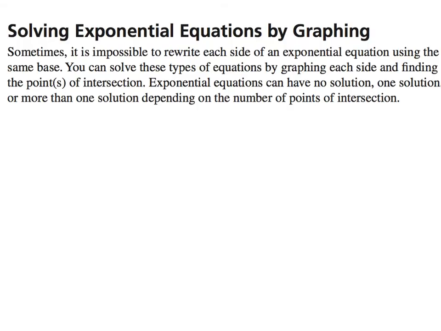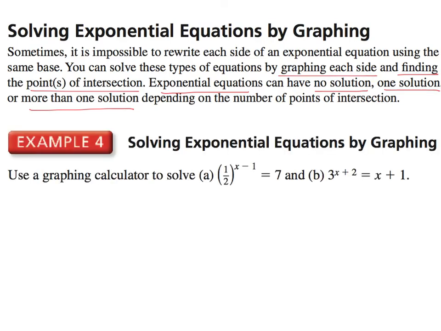Lastly, we're going to solve them by doing graphing. Here's the problem. Sometimes it is impossible to rewrite each side of an exponential equation using the same base. You can solve these types of equations by graphing each side and finding the points of intersection. There's your steps right there. Exponential equations can have no solution, one solution, or more than one solution depending on the number of points of intersection. So if you had a line intersect a parabola twice, then you would have two answers.